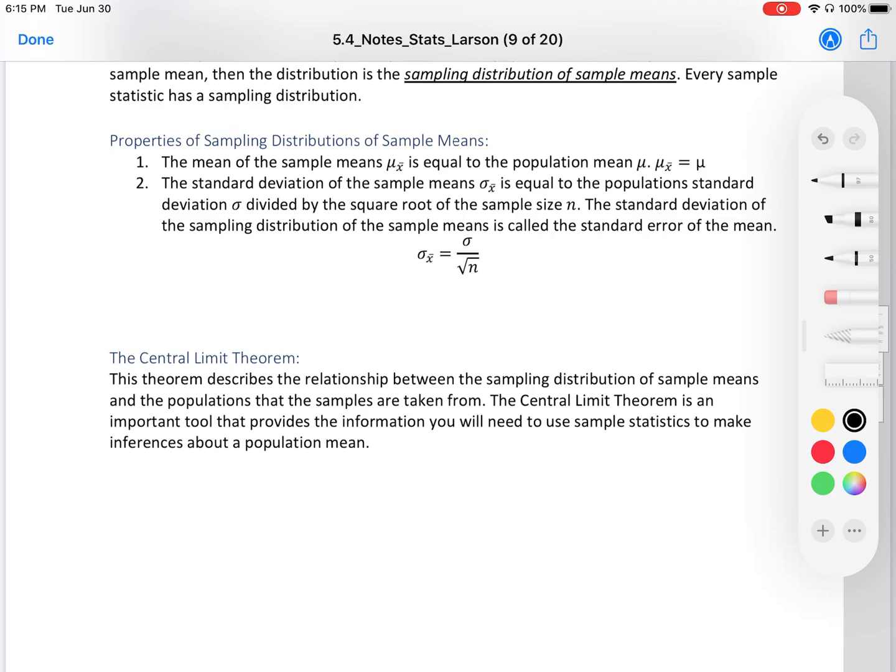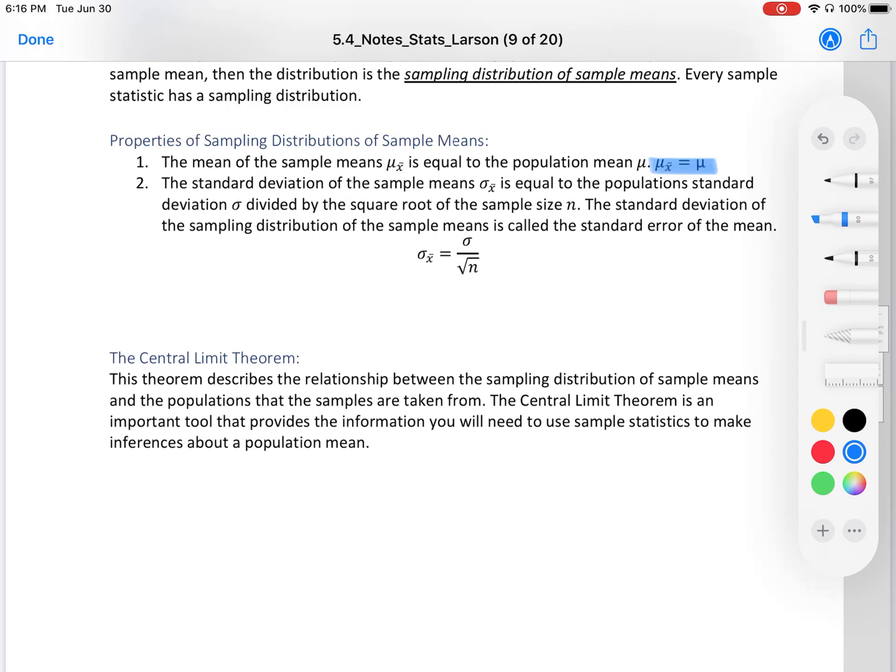Properties of sampling distribution of sample means. 1. The mean of the sample means, mu sub x bar, or just mu x bar, is equal to the population mean. So we're saying that they're the same. The mean of your samples and the mean of your population, we're going to treat them as the same.